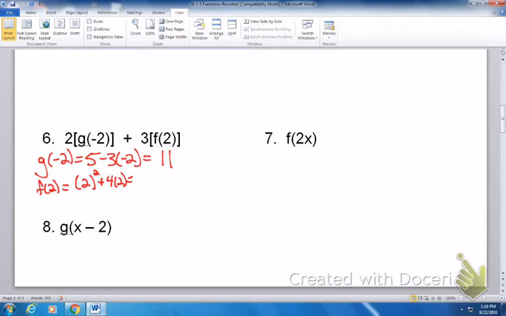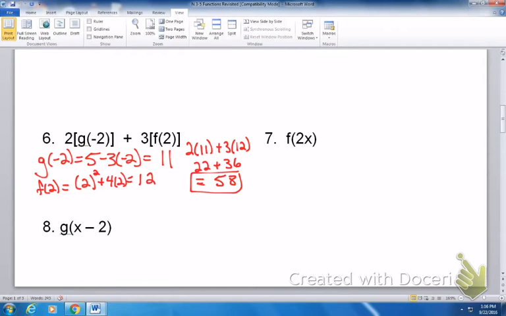That's going to be 2 squared plus 4 times 2. And that gives me 4. No, it doesn't. I'm sorry. 2 squared is 4 plus 8 gives me 12. Now that I've found them both, I'm going to go back up to my equation. I needed 2 times my g of negative 2, which is 11, plus 3 times f of 2, which is 12. Well, 2 times 11 is 22. 3 times 12 is 36. 22 plus 36 looks like it will be 58. So there's our answer.